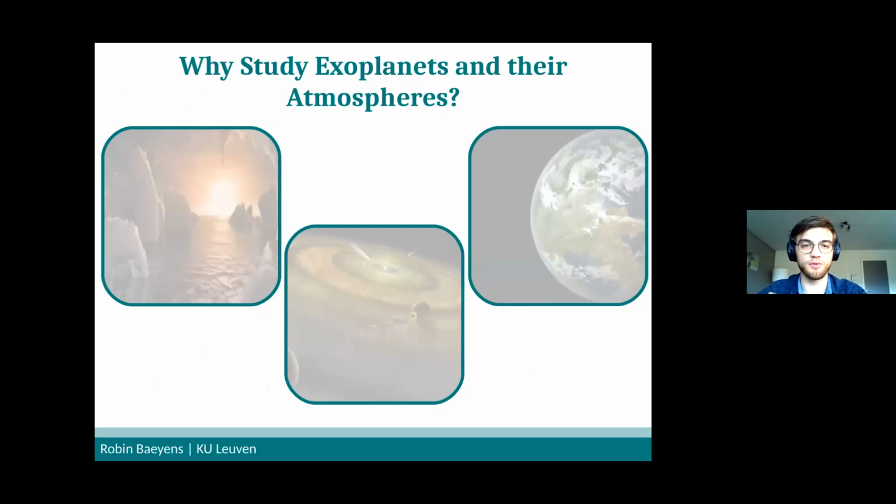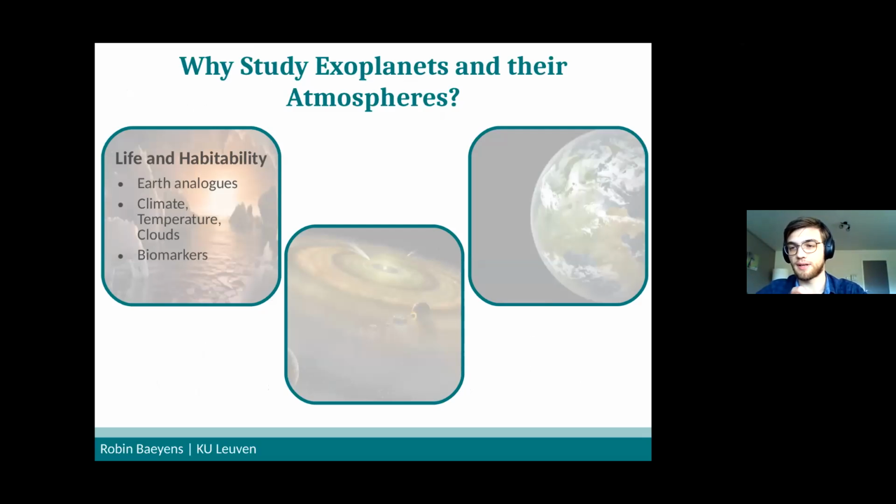And why would you want to detect or study the atmospheres of exoplanets? Well, for me, there are three big reasons. The first one has to do with life and habitability. One of the end goals of exoplanet research is to find extraterrestrial life. We will probably not find it on hot Jupiters, but more on rocky exoplanets. But the hot Jupiters are accessible for atmospheric detection, so this is a good place to start, I would say.